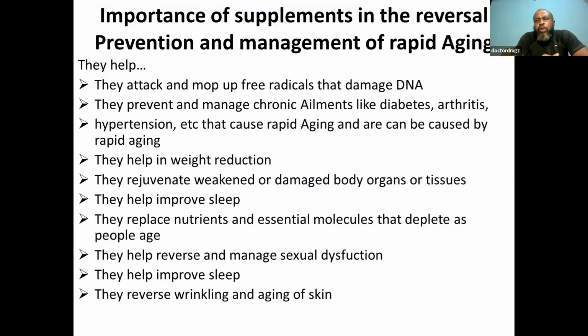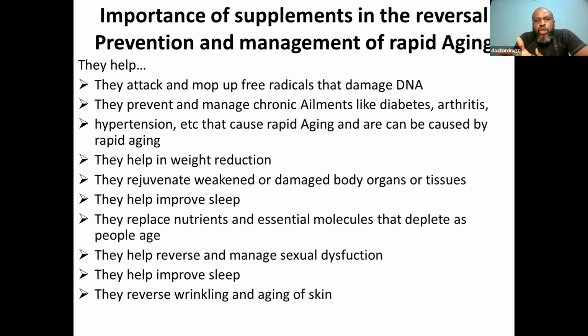Now, how do supplements help us with regards to aging? Supplements help us in regards to prevention and management of aging. They help attack and mop up free radicals that damage DNA. Now, remember, DNA damage is the origin of aging. They help to prevent and manage chronic ailments like diabetes, arthritis, hypertension that cause rapid aging and are caused by rapid aging. So you see, some of them actually cause rapid aging, and rapid aging causes them. So we don't want to find ourselves in such a loop.